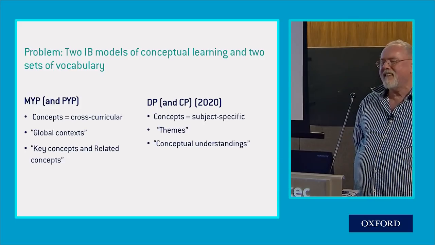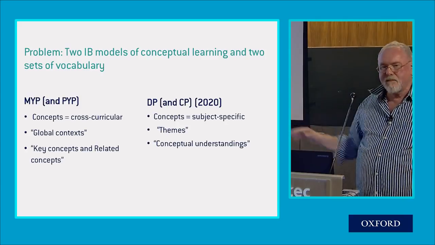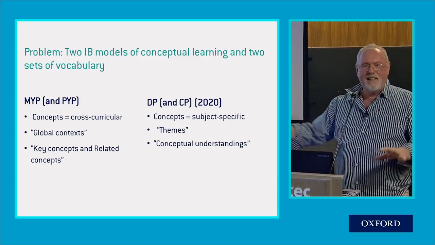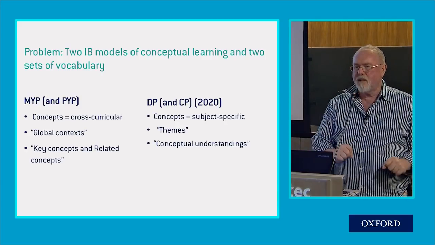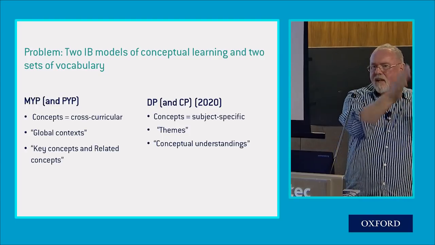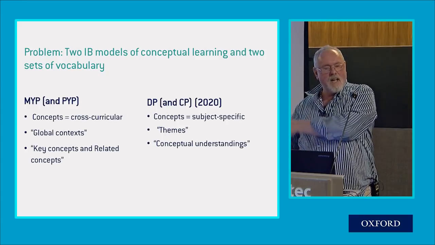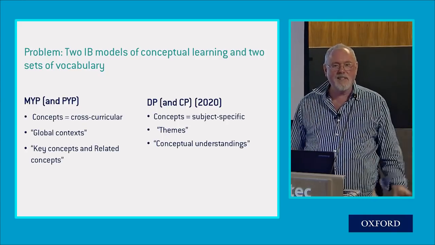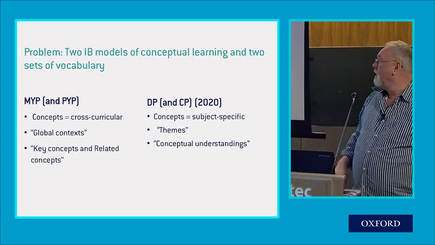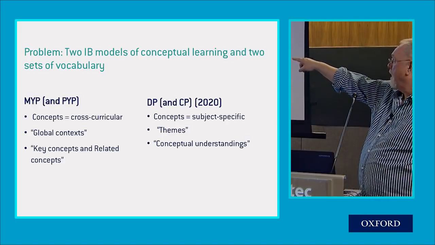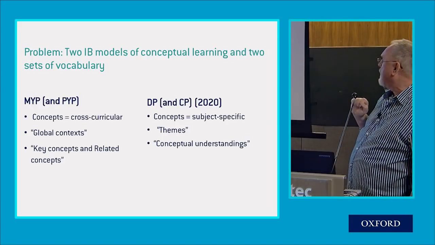We like to make life a little bit complicated. We don't like people to be able to have a cushy, easy life. So what we'll do is have two sets of vocabulary, two completely different lexes for dealing with essentially the same ideas. Yeah? So MYP and PYP, you have cross-curricular concepts.